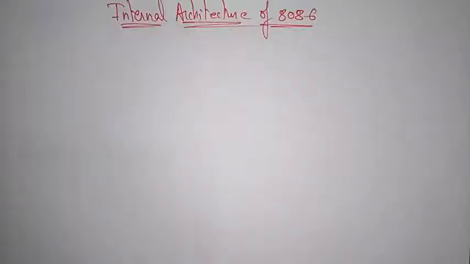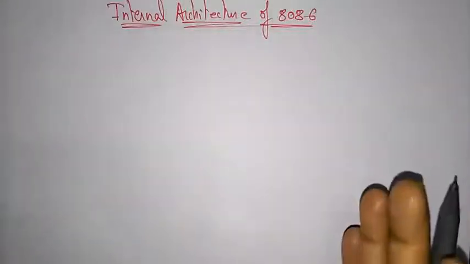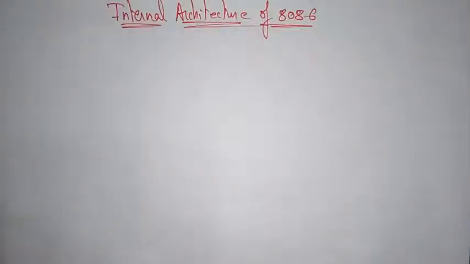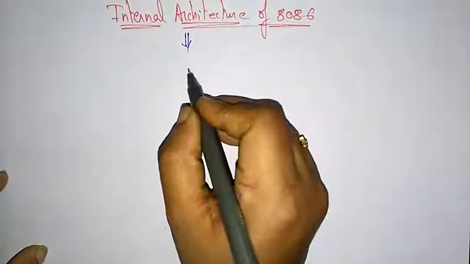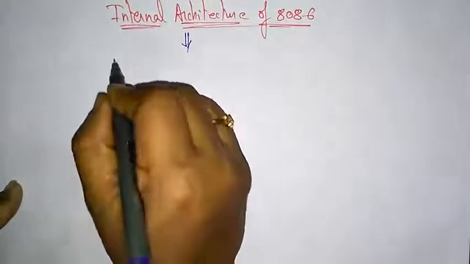Students, let us see the internal architecture of the 8086 microprocessor. This 8086 is a 40 pin IC. I already said it is a 40 pin IC. So let us see what internal architecture is present in that IC.